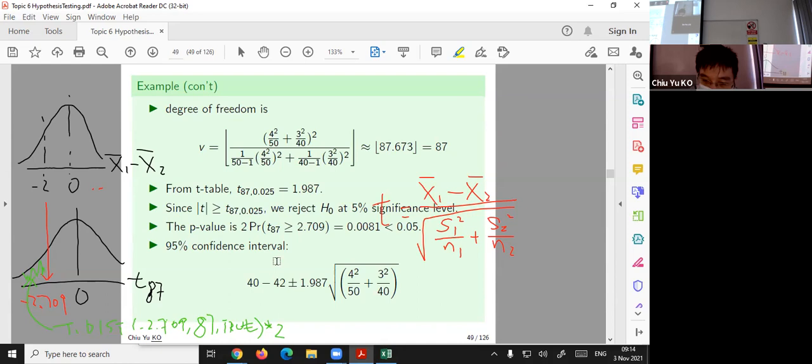Because under the null, you have a good estimate of the variance, but when you do estimation, you don't have such a luxury. There's some slight difference between the confidence interval and the hypothesis testing when you talk about proportion. But I think so far it's okay. Any question?